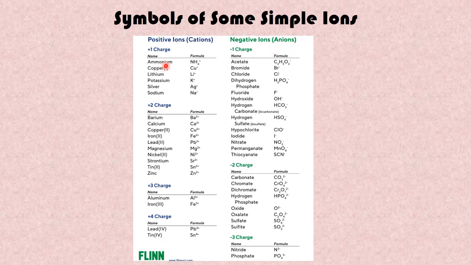Now moving along, we have the symbols of simple ions. So you have the ammonium ion, you have the formula right here. Copper ion, you have the formula right here. Lithium, you have the formula. Those that carry plus 1 charge, those that carry plus 2 charge: barium, calcium, copper 2, we have them here. Aluminium ion carries the charge of plus 3, while lead and tin carry the charge of plus 4. We have anions here, that is negative ions, those that carry minus 1 charge, we have them here. Both atoms and radicals, we have the ones that carry minus 2 charge, and the ones that carry minus 3 charge.